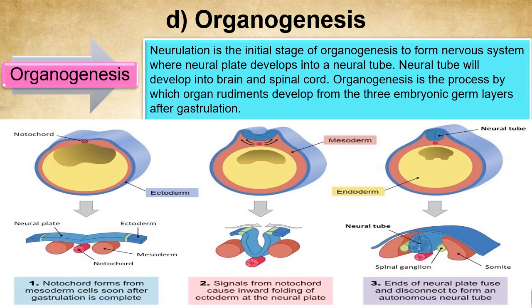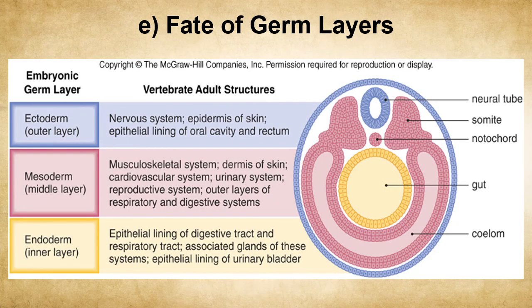Organogenesis is the process of organ formation in the embryo. Organs arise from the 3 germ layers. Neurulation is the initial stage of organogenesis. It is a process of neural tube formation, where it will develop into the brain and spinal cord. The fate of the 3 germ layers means they will differentiate and develop into different organs.